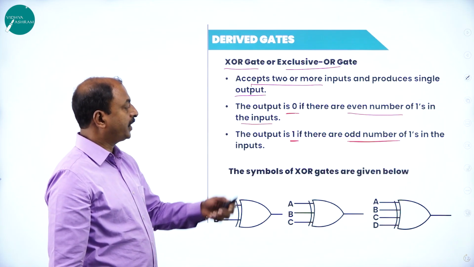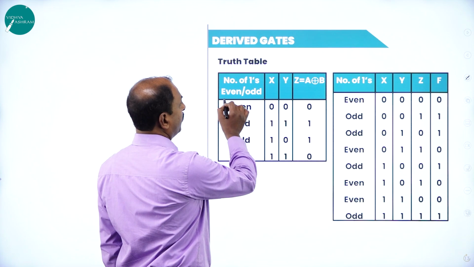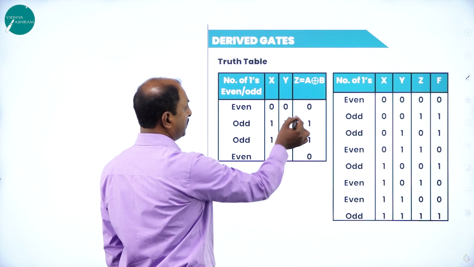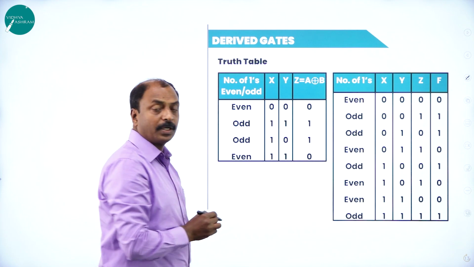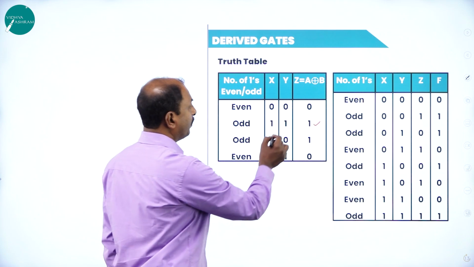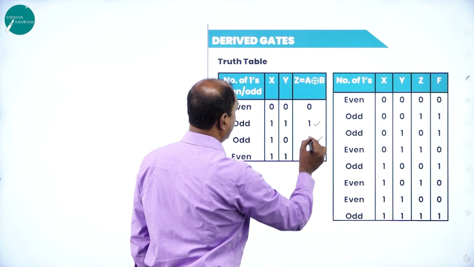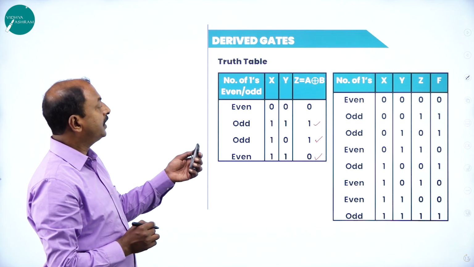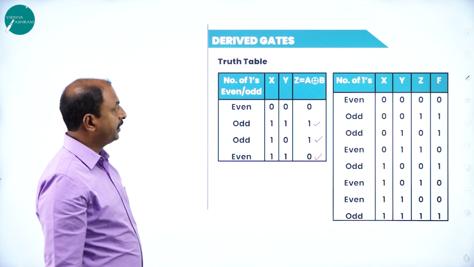So this is the definition of XOR gate, and accordingly the number of ones is even or odd. So in this example, 0 is 0, always. And in this combination, if there is an odd number of ones, the output is 1, and if there is an even number of ones, the output is 0. This is the truth table for your exclusive OR gate.